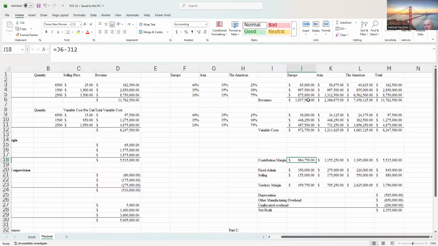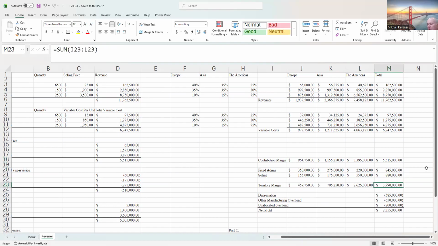Then revenues minus the variable costs will give you the contribution margin. You are given also in the first exhibit information on fixed administrative and selling costs by territory. You simply need to add them in. As you can see, I'm simply subtracting this cost from the contribution margin, and it will give you what's called territory margin.